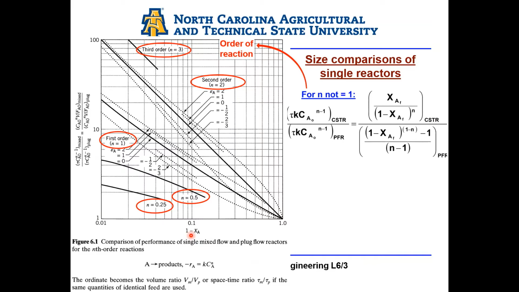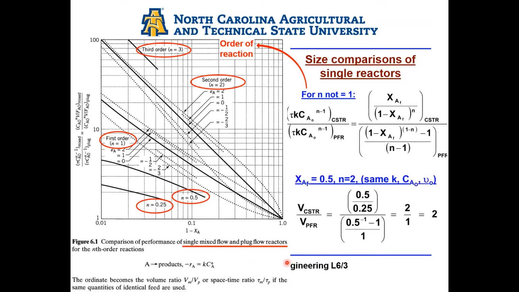Again, this chart is not perfectly accurate because it's an old chart. It was done by hand on a log-log graph. So if you really want to use the chart, you can reproduce it to get perfect results. If you're using the chart from Levenspiel, just be careful. Sometimes the numbers are off by 0.5 or something. So for n not equal to 1, you should use this chart to get the ratio of the volumes, to give you an initial estimate. Just remember that this is for a single mixed flow reactor and a single plug flow reactor. Just have one reactor.